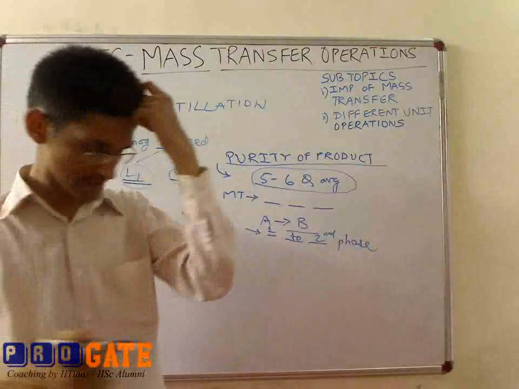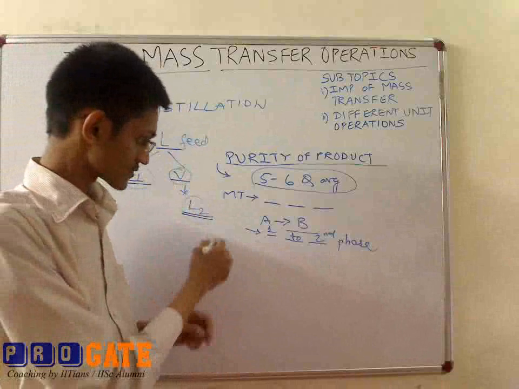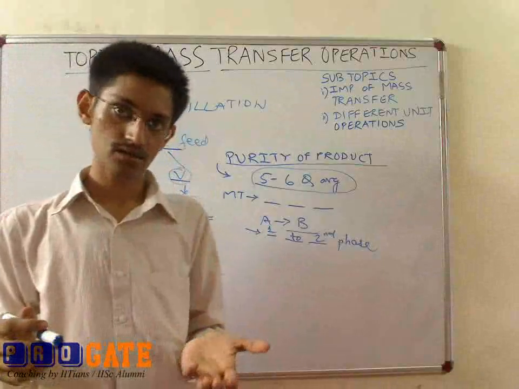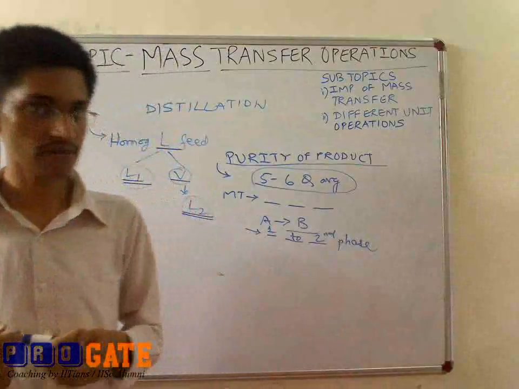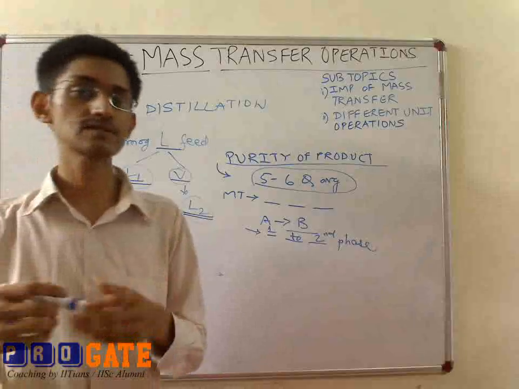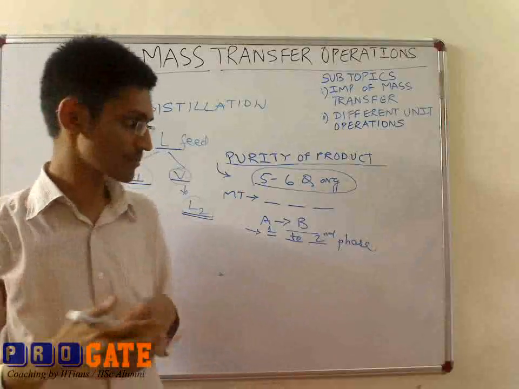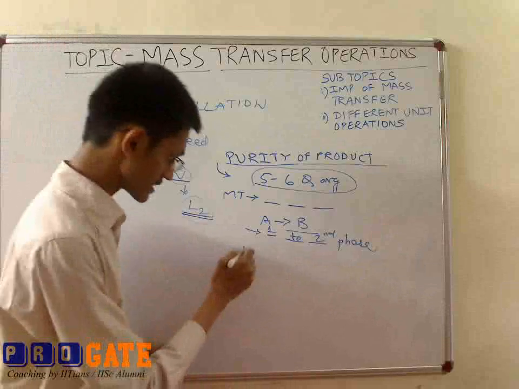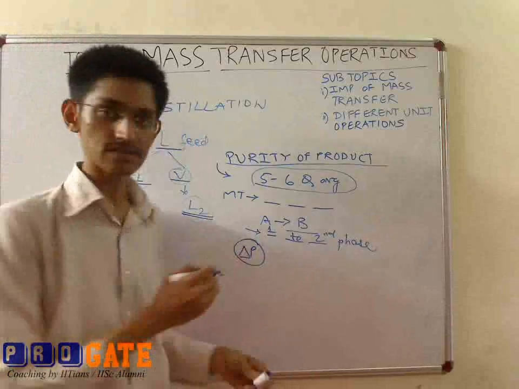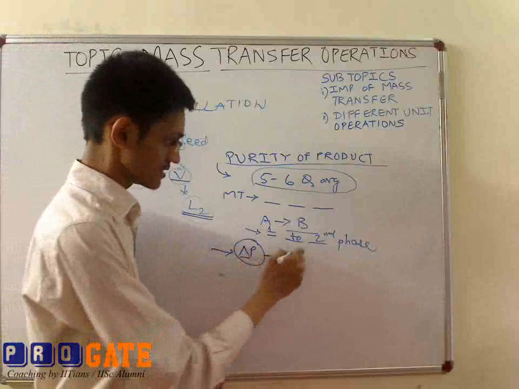Now any transfer involves two types of movement. It may be a bulk movement or it may be a diffusion movement. Bulk movement, as we know, is when water flows through a pipe, it flows because of the delta P, that is the pressure difference. So that is the bulk movement.